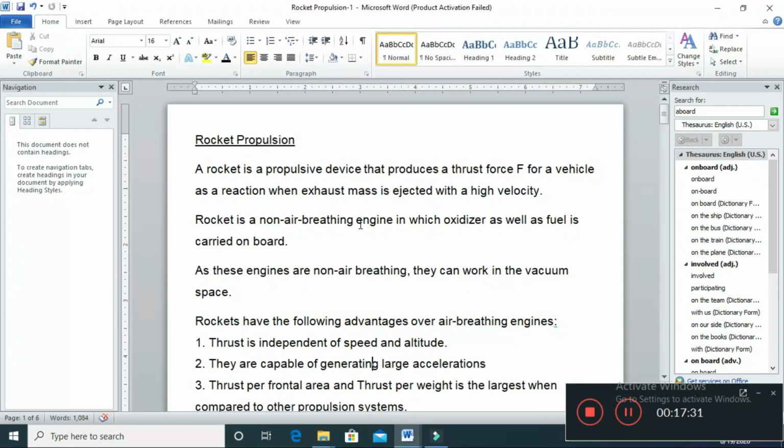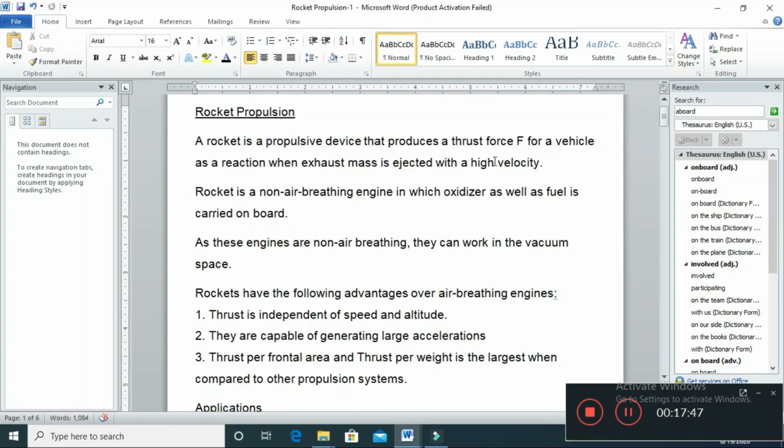So rocket is a propulsive device that produces a thrust force for a vehicle as a reaction when exhaust mass is ejected with high velocity. So this is the definition of the rocket, but this is incomplete. For completion, rocket is a non-air breathing engine. So this will make the difference between the rocket and the other engines, because it is a non-air breathing engine.